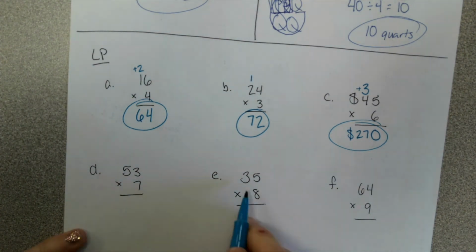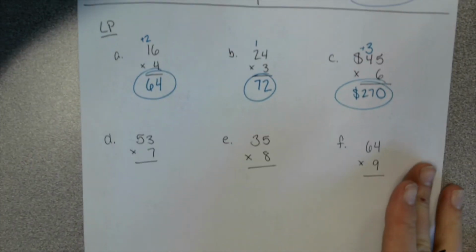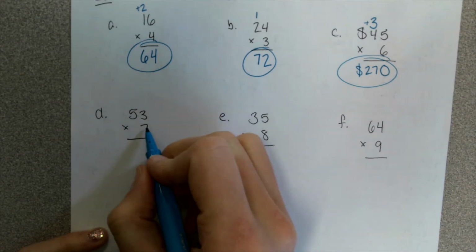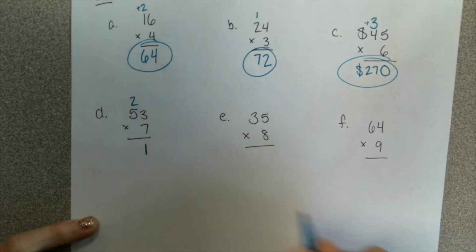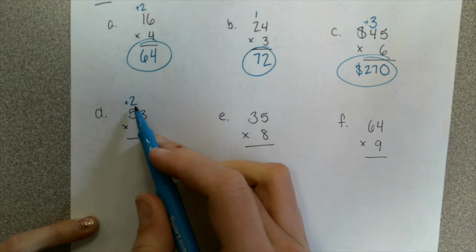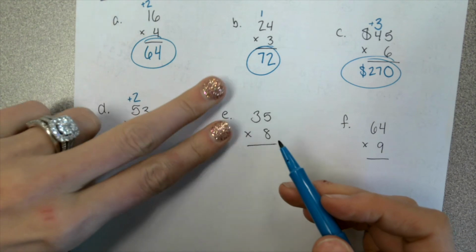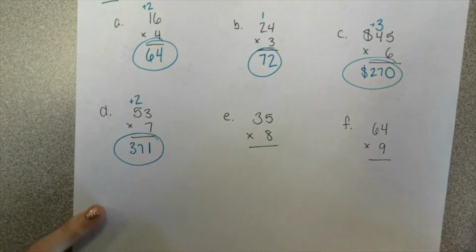Go ahead, pause the video, do D, E, and F, and then we'll talk through it after to see if you got it right. On D, hopefully you did 7 times 3 is 21. 2 up, 1 down. Multiply, then add. 7 times 5 is 35, plus 2, 37. So we got 371.